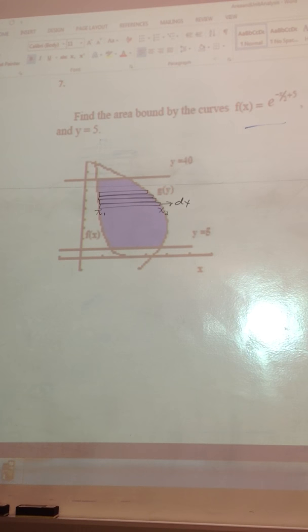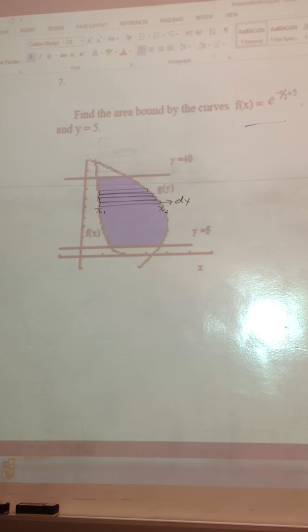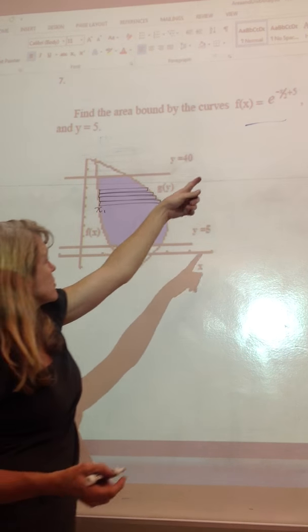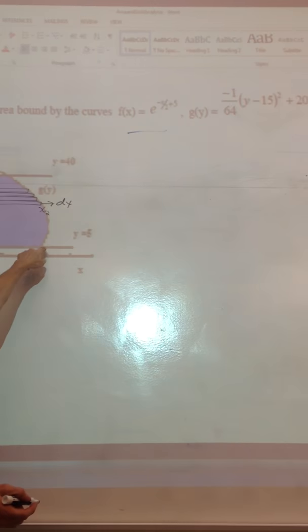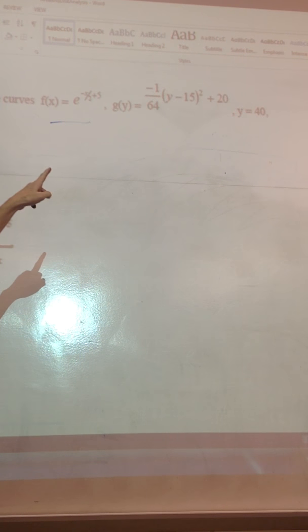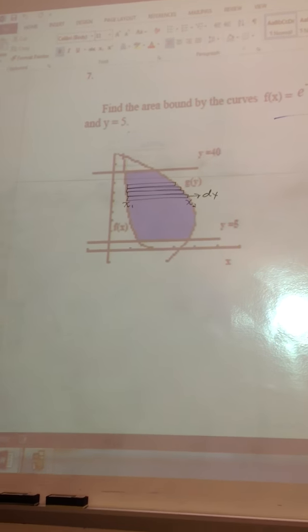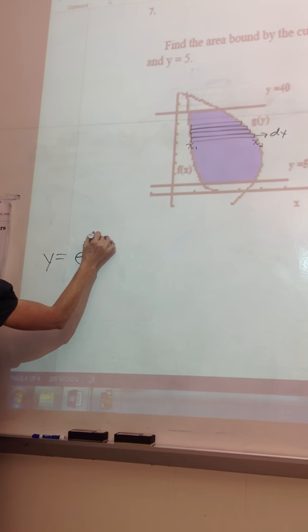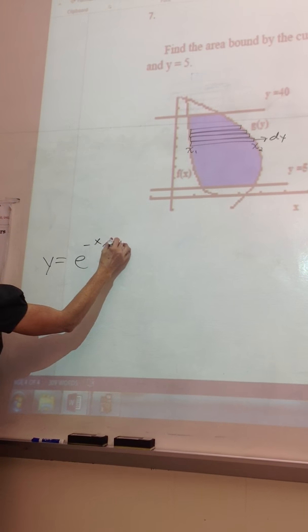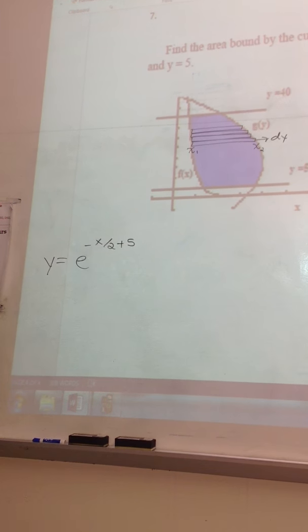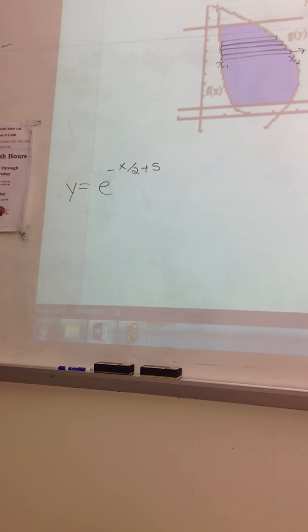Alright, but since the width is in the y direction, I have to rewrite everything so that y is my input variable. So that function over there, the g of y, is already written with y as the input variable, and the function over here is not. So before I get started, I need to take that function and rewrite it so that y would be the input variable. I need to find its inverse function.